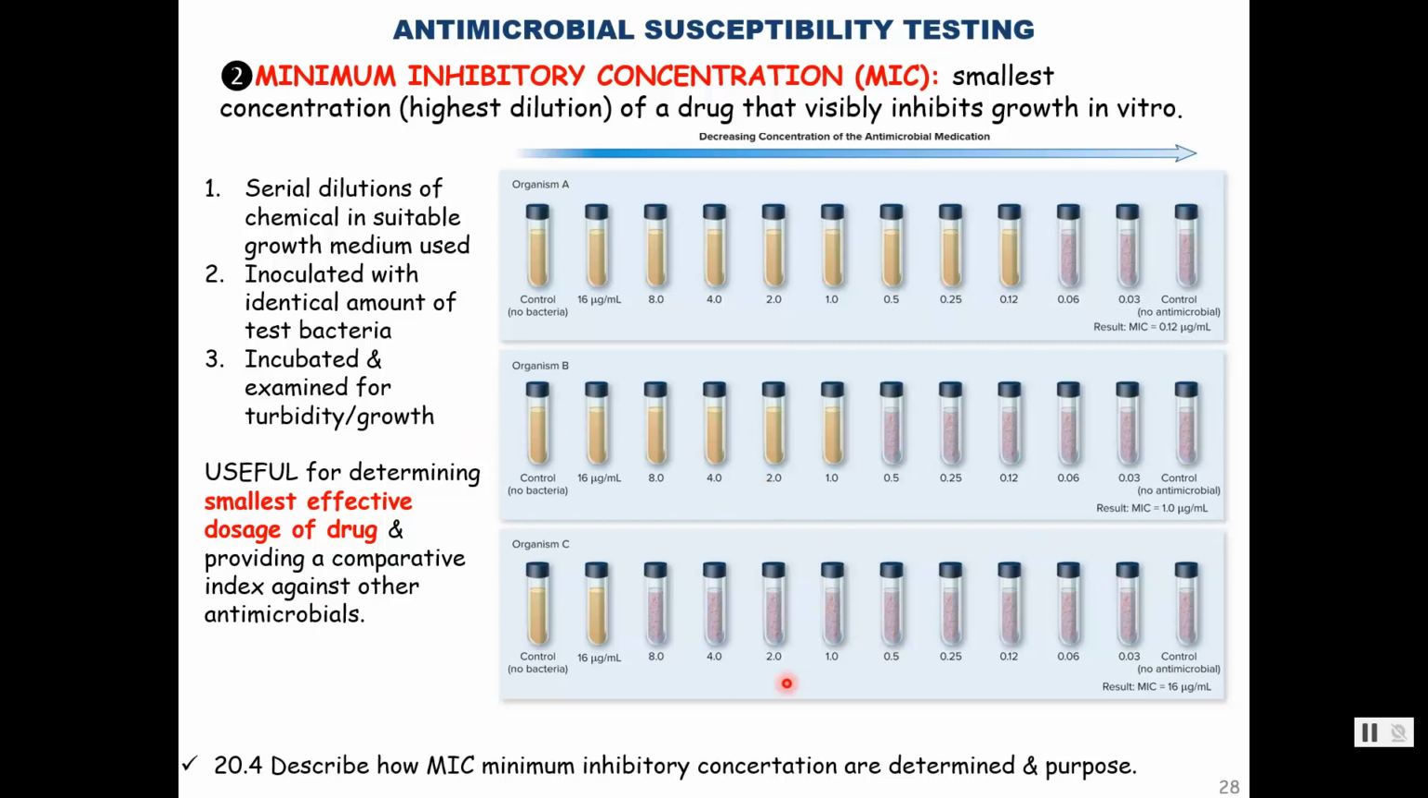What this is useful in determining is going to be that smallest effective dosage of a drug. And remember, that's kind of part of our therapeutic index. We want this to be small. And too, it gives you a comparative index against other antimicrobials. So you could test the same organism using different drugs.